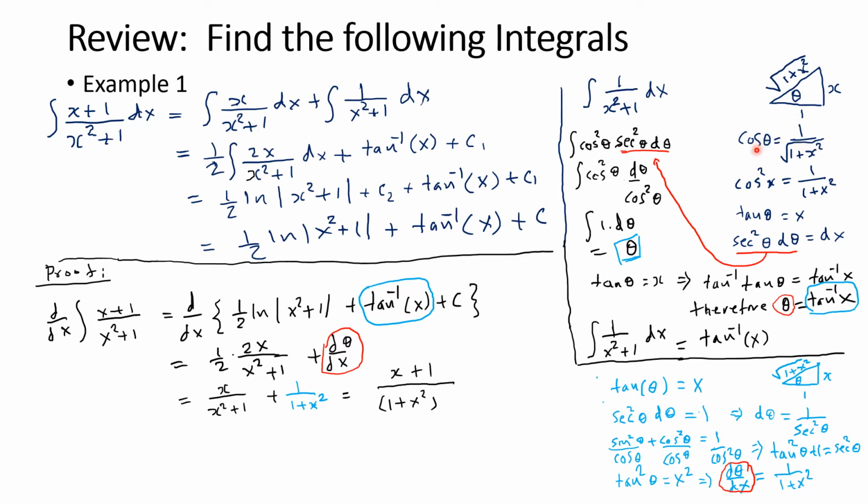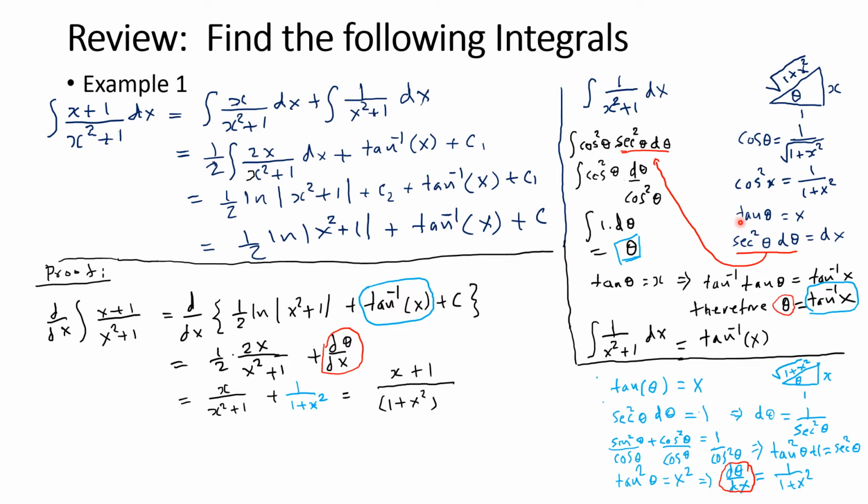And then we square cosine, and that will give us 1 over 1 plus x squared. Now we can see that instead of integrating 1 over x squared plus 1 dx, we can replace that by integrating over cosine squared theta. But then it is dx, so we have to find the equivalent of dx in terms of the angle theta.